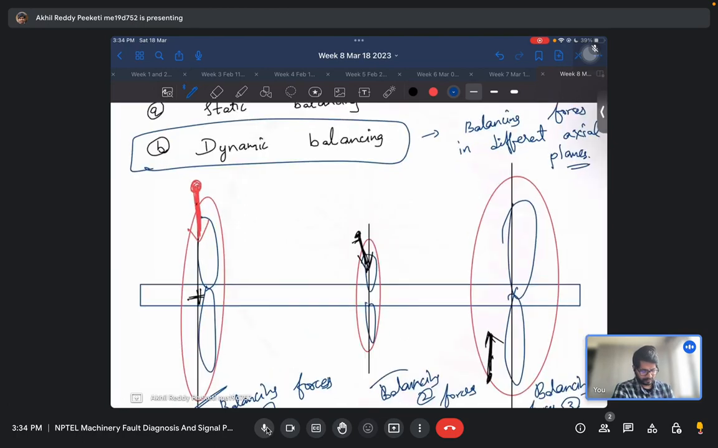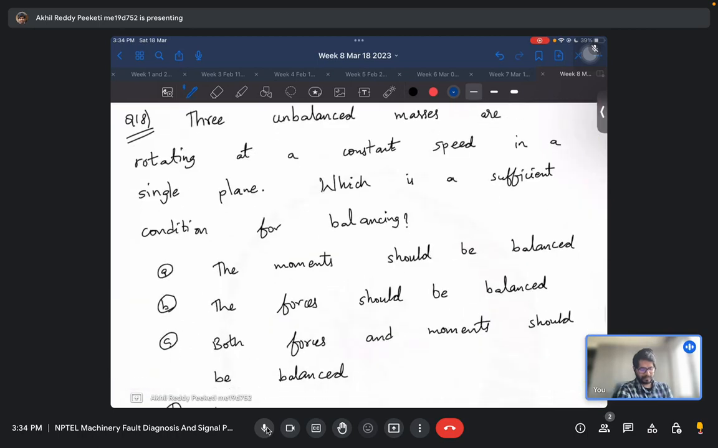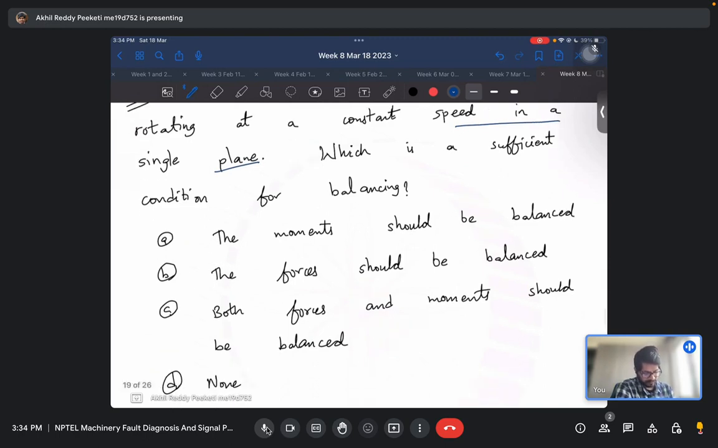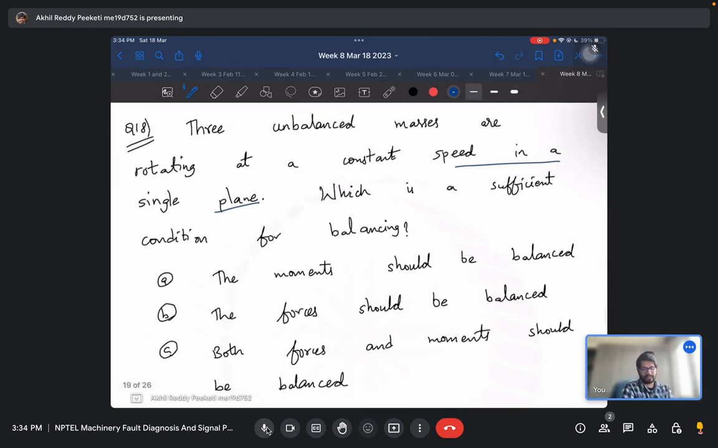Okay, let's move to the next question. I hope this is clear. Three unbalanced masses are rotating at a constant speed in a single plane. Which is a sufficient condition for balancing? The moments should be balanced, the forces should be balanced, both forces and moments should be balanced, or none. So when you have three unbalanced masses all in a single plane, what kind of balancing do you need to do?